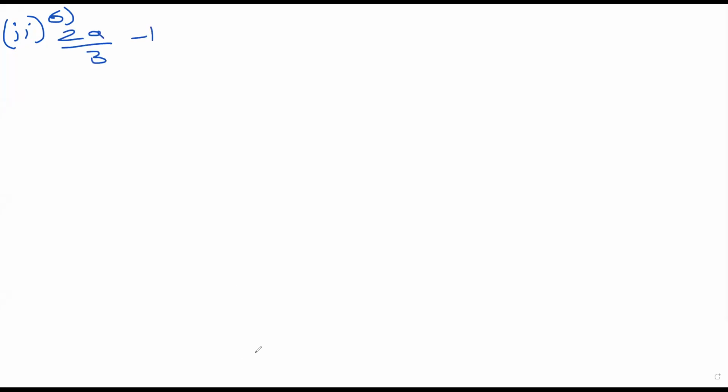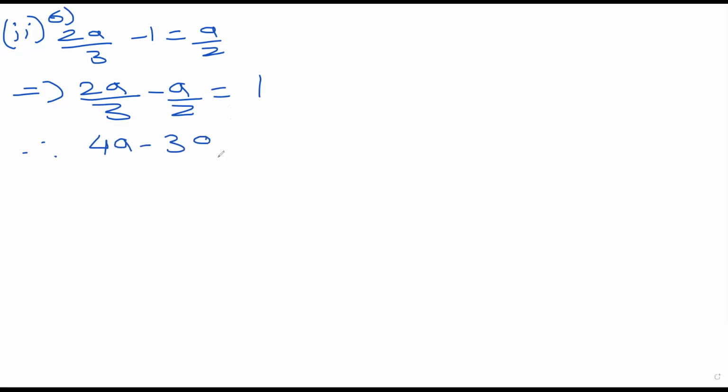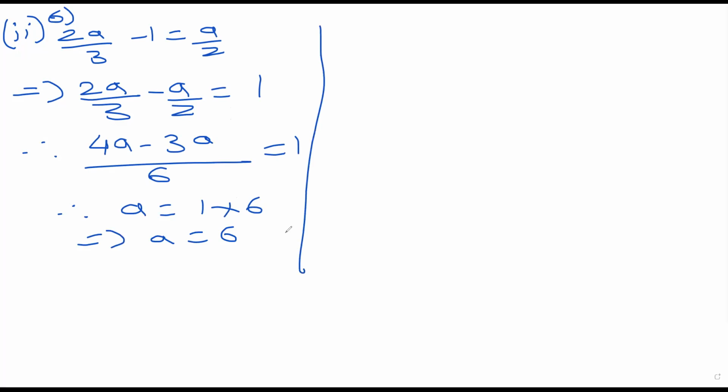So what is the first equation? 2a upon 3 minus 1 is equal to a upon 2. Okay, so first of all, this is very easy to solve because there is only one equation and one variable, right? So I will bring a to the left hand side, so it becomes minus a upon 2, and take 1 on the other side. Now what is the LCM? Or you can just cross multiply. What do you get? 4a minus 3a upon 6 is equal to 1, right? So if you cross multiply, you get a is equal to 1 into 6. That means a is equal to 6. Very simple. Okay.